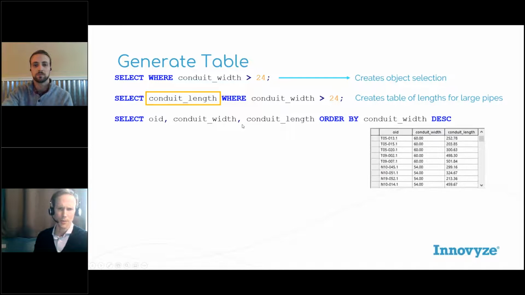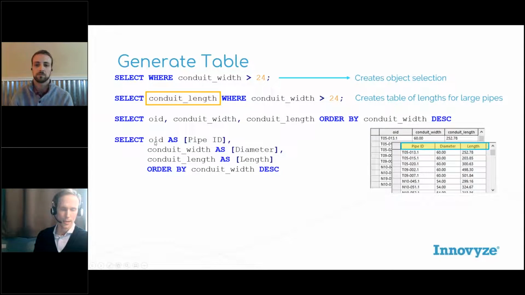And you could comma separate to get multiple columns of data. You can also say order by the conduit width, ascending or descending. So you can get tables like that. If you're doing this on a regular basis, maybe you want better column headers. So you can say select OID as pipe ID, and then now you're going to get pipe ID as the header. And maybe if you're doing this on a regular basis, you also maybe want to use comma and just return to the next line. So you can have multiple lines so that makes it just easier to organize your script.